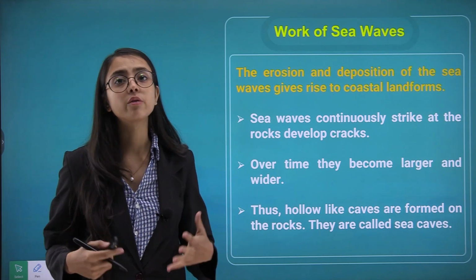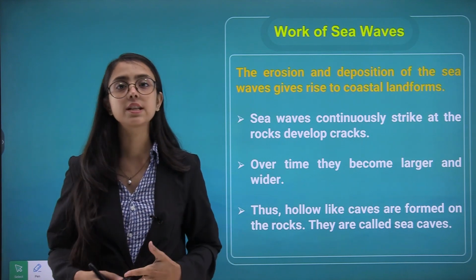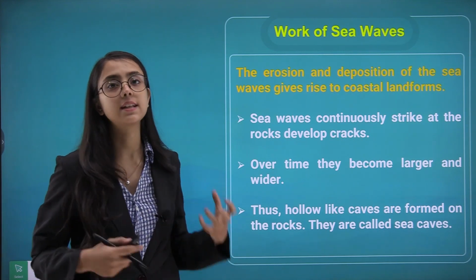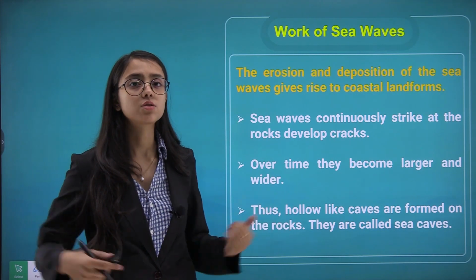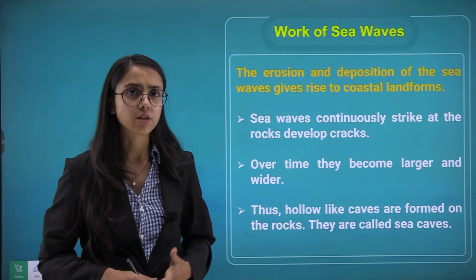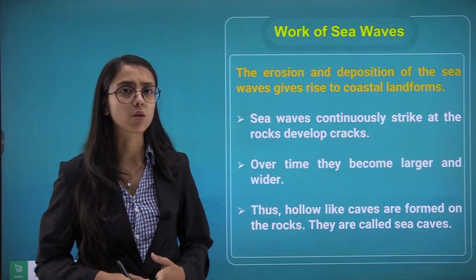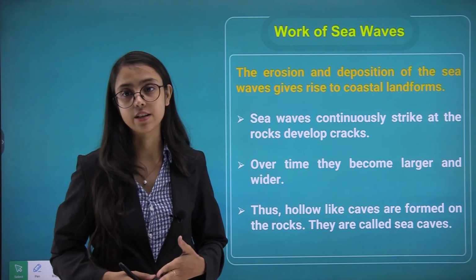Now let's talk about the work of sea waves. The erosion and deposition of the sea waves gives rise to coastal landforms. Have you observed the Western Ghats and the western coast as well as the Eastern Ghats? How are they formed? There is no river so that the settlements would be formed. They were formed because of the erosion that was caused by sea waves.